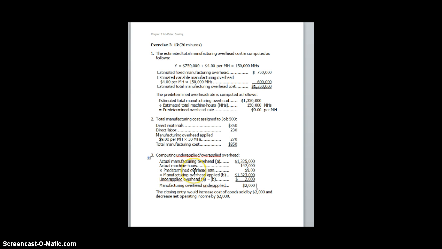Therefore, we did not apply enough overhead to our particular jobs. We were under by $2,000. This does it for our solution to exercise 3-12, and this wraps up our discussion of Chapter 3.